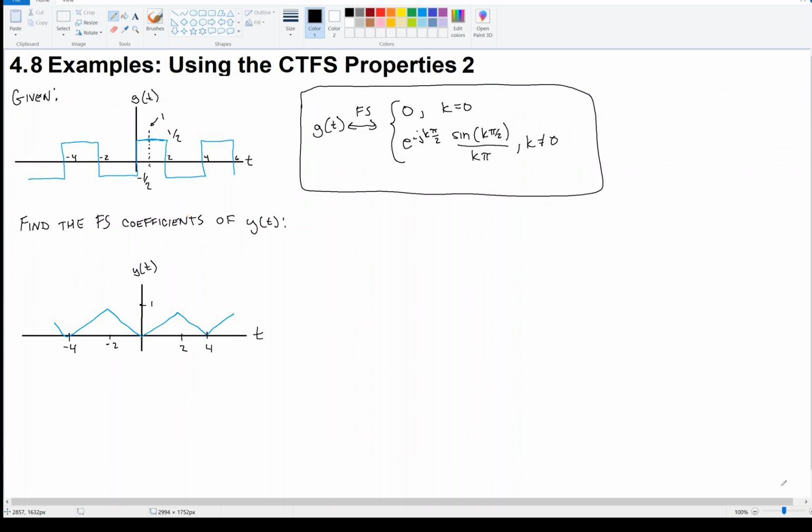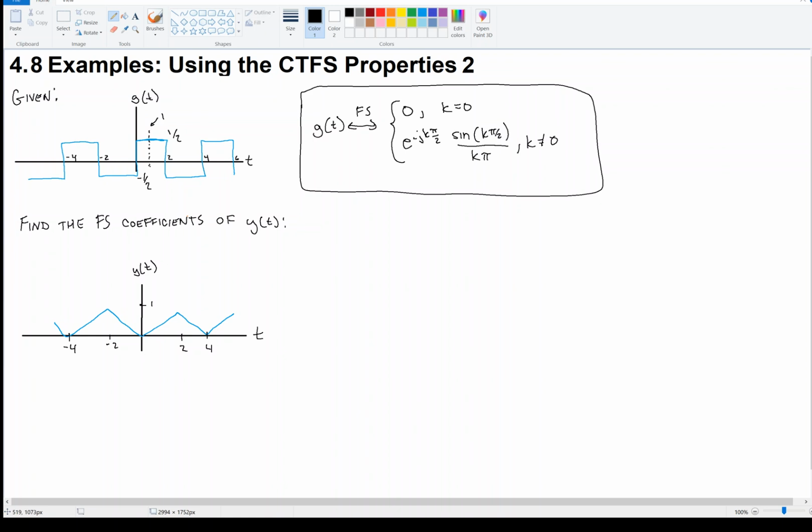In the previous video we found the Fourier series coefficients of this signal g of t, which alternates between negative 1/2 and positive 1/2 with a period of 4, and we came up with this expression. Now we're going to try to find the Fourier series coefficients of this new signal y of t, which is not a square, it's a triangle, but with a period of 4.